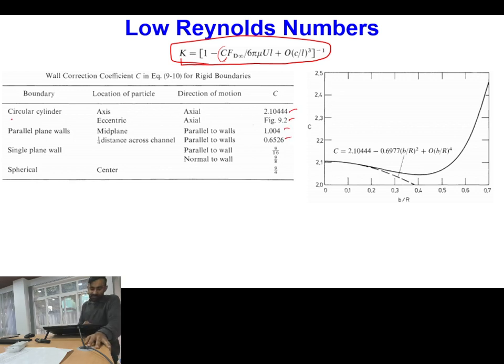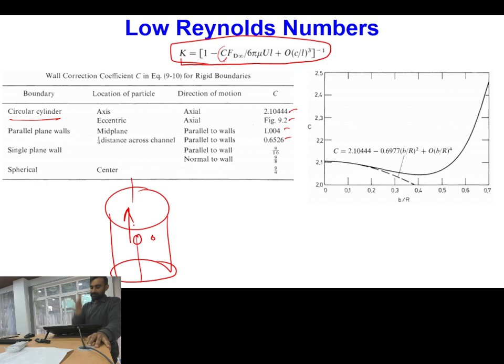Okay, so the first configuration is, for example, a circular cylinder. So it means the fluid particle is present in a circular cylinder, the location of the particle is at the axis of the cylinder, and the direction of motion of the particle is axial. Then you will have the value of C equal to this. If you have an eccentric situation, so it means the particle is not present at center, but can be at any location along the radial plane, then corresponding to different values of eccentricity, the value of C will be different. That is what you can see in this particular plot.